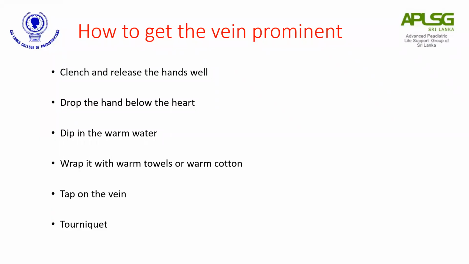Keep the hand below the body level, the heart level. So you can ask the patient to drop the hand by the side of the bed and keep the area warm. You can either dip the hand in warm water or wrap it with warm towels or warm cotton. The other thing that you can do is to tap on the vein. You can use tourniquets as well, but it's important that you are not applying too much pressure because that will obstruct the arterial blood flow as well.